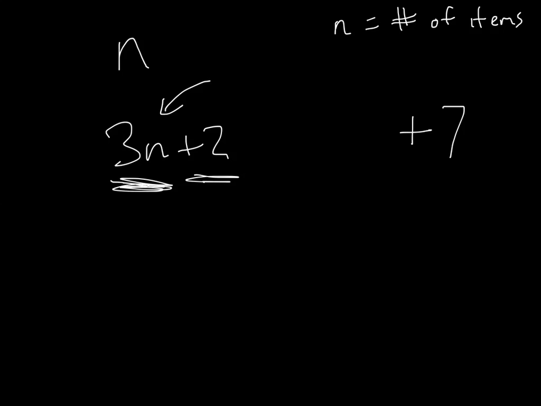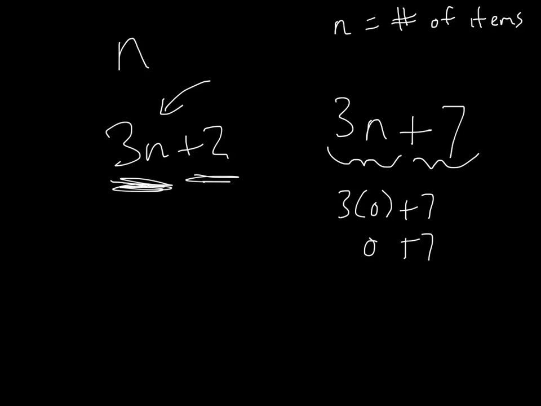If they're giving me, I forget what I said, let's say $3 for every item I've sold, I know 3 times n is going to be how much money I make. This, 3 times n, will be the amount I make from selling, and this plus 7 will be the amount they give me no matter what. So if I sold 0, it would be 3 times 0 plus 7. That's 0 plus 7, which is 7. So I would make $7 if I sold 0 things.